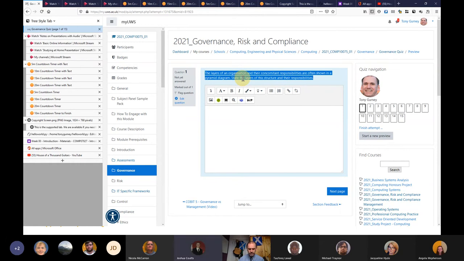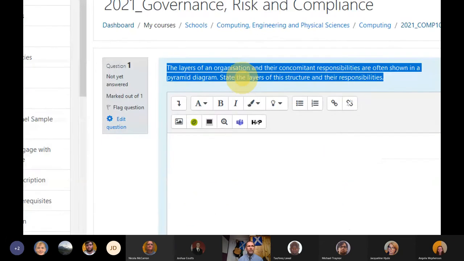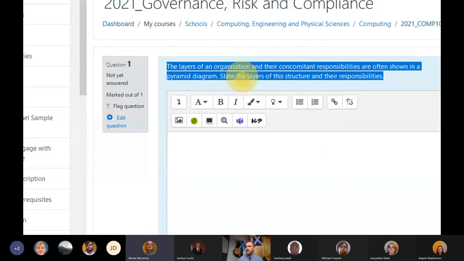This one won't make any sense to you because I haven't done it yet. But next week we'll talk about a pyramid diagram. We'll talk about the layers and why they're there.